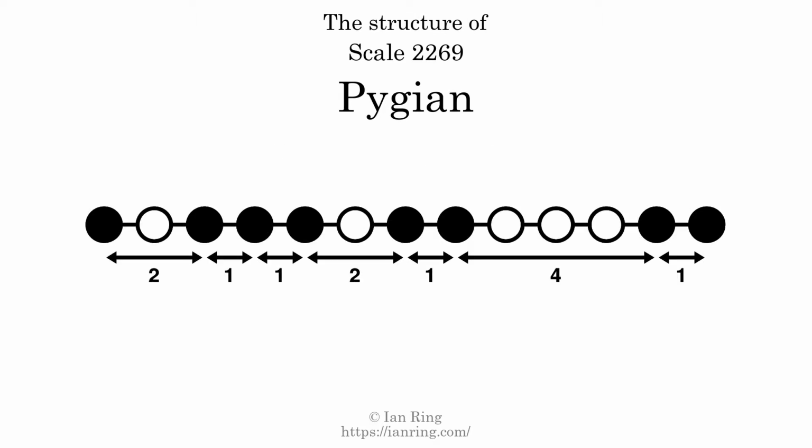The structure of a scale is a description of the interval distance between each successive tone. This scale has a structure of 2112141.